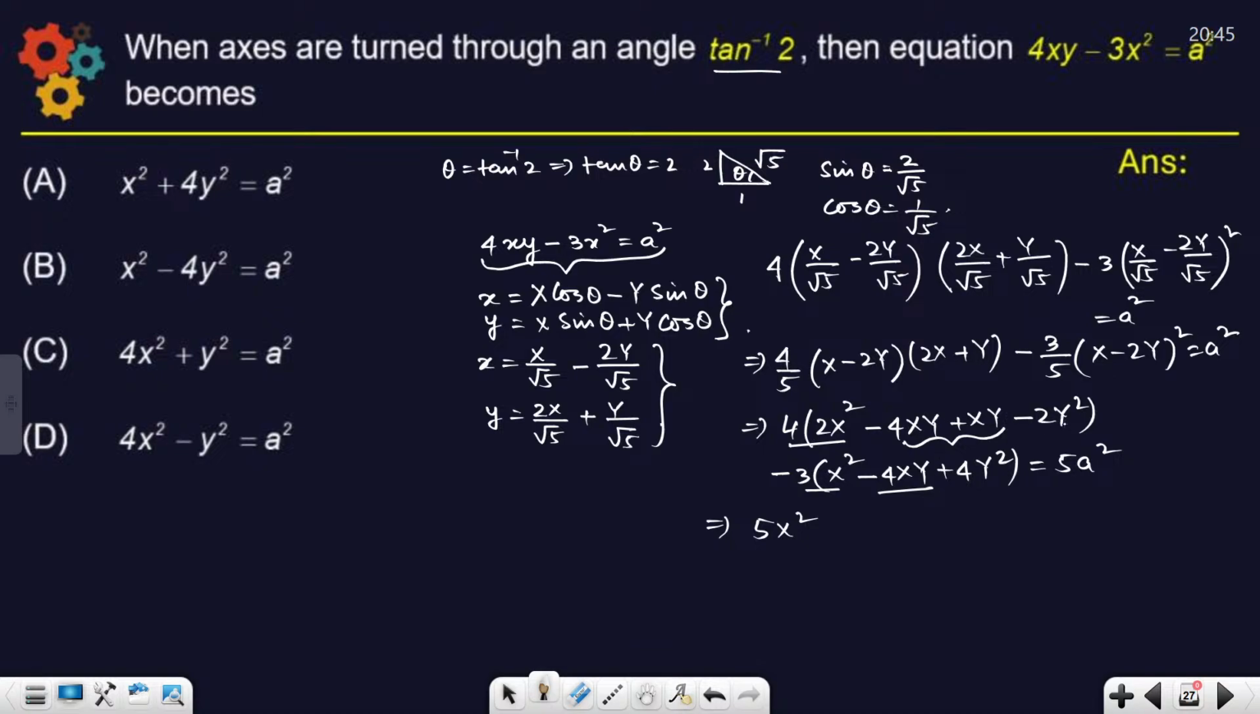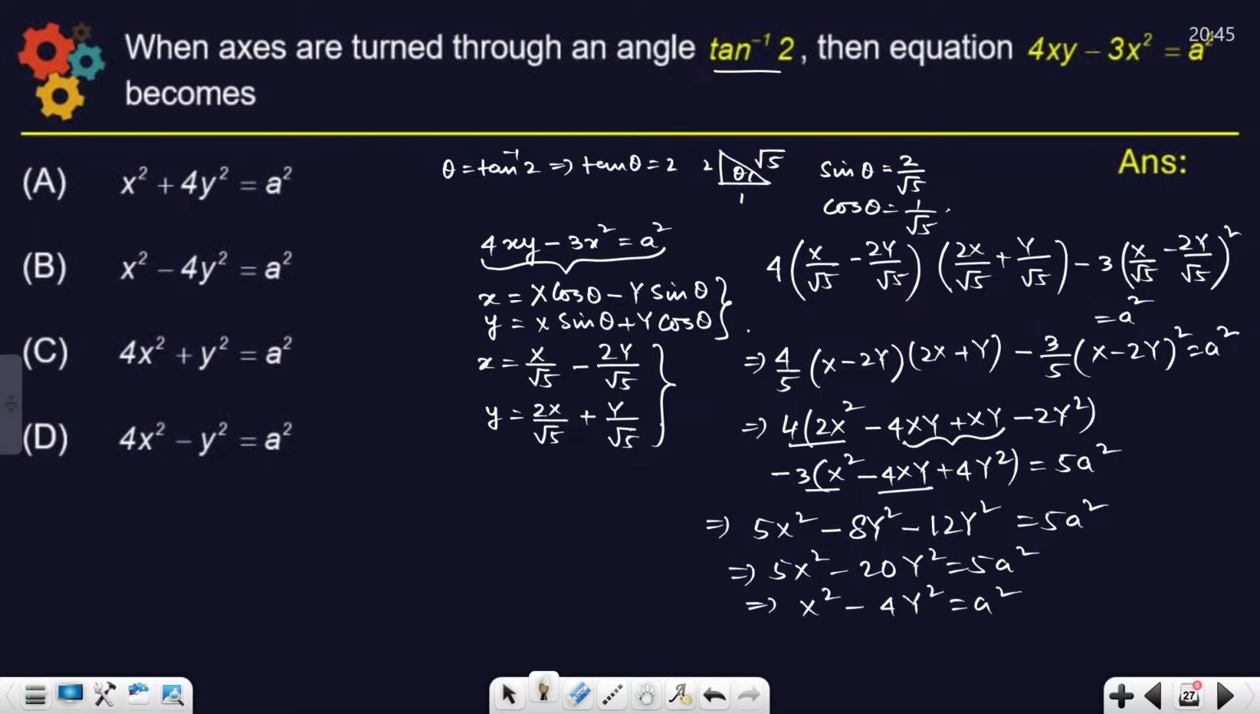So minus 8y square and minus 12y square. I'm sorry, 12, yes, 8y square, right? So here we are getting minus 8y square, and from here we are getting minus 12y square. Okay, that equals 5a square. So it is coming like 5x square minus 20y square is 5a square. So cancel with 5. So x square minus 4 capital Y square is a square.